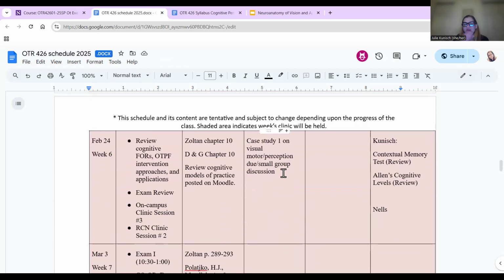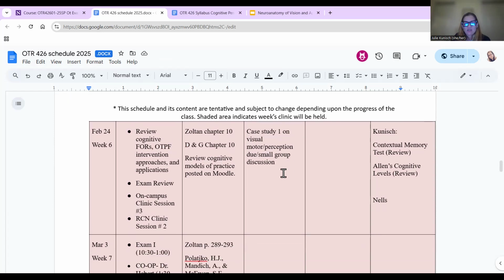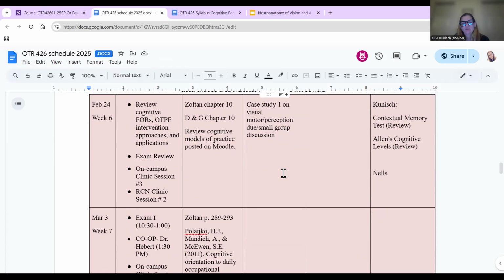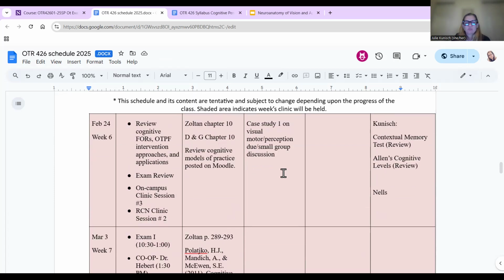And with the case studies, they are due the following week. And during lab, we will meet and you will have small group discussions about the different case studies that you are working on. Because this information is so complex, it really helps best to talk about cases, talk about all the different details and different ways that you are thinking about assessing and about intervention.